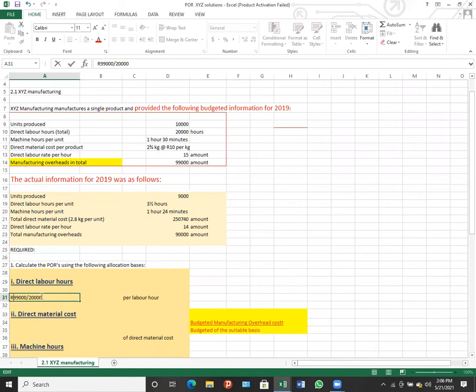Remember, our base is in units, is hours, which means our answer is going to be R4.95, because our base is in hours, is units, it is not cost to cost. If it's cost to cost, we are going to multiply by 100.